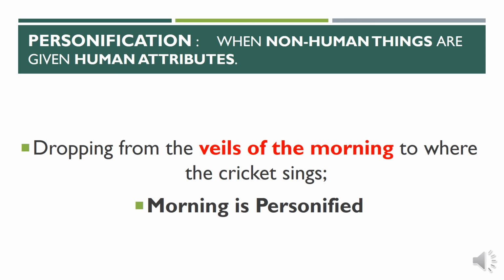Here in the example dropping from the veils of the morning, we have used this example for metaphor as well, but here we see that the morning has been given the character of a human being. The morning is using a veil, and we are not able to see through it, right? We cannot see the face of the morning. Why? Because there is mist, there is cloud. Okay, so morning is personified here in this example.